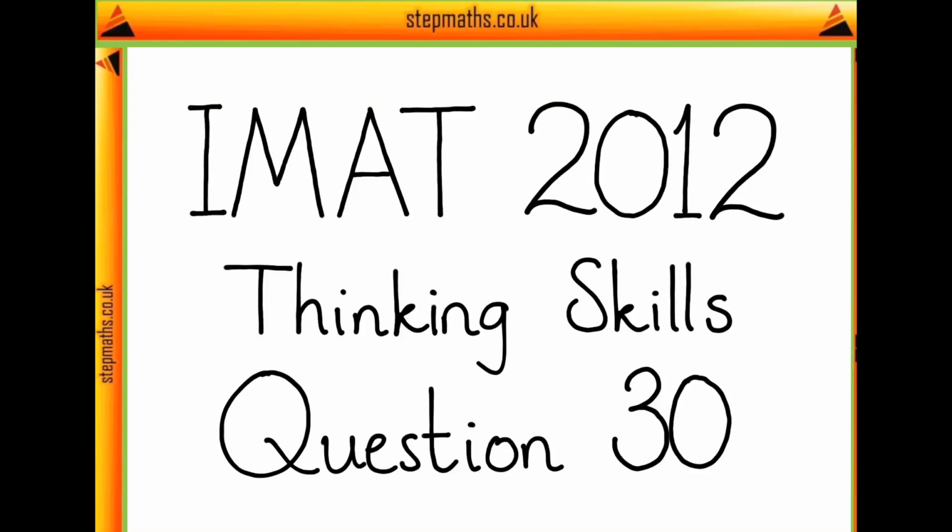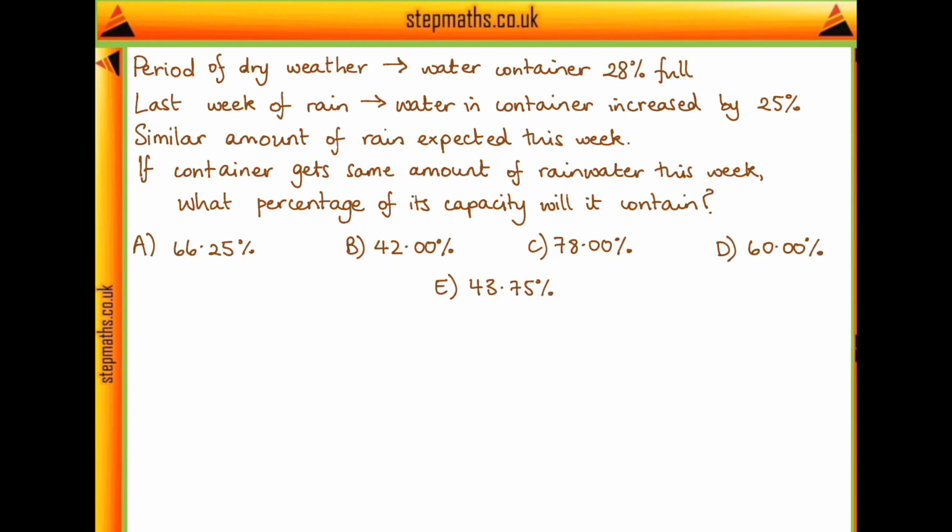Hi, in this video I'm going to go through question 30 on IMAT 2012. So here we're told that after a long period of dry weather, the water container in my garden is only 28% full. However, last week it rained, and that rain caused the water in my container to increase by 25%.